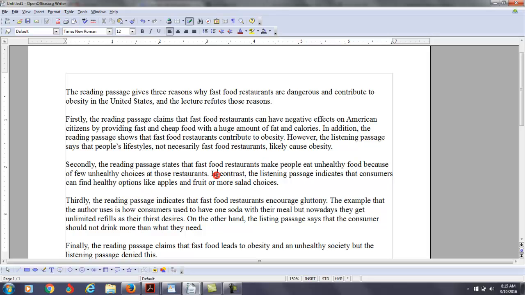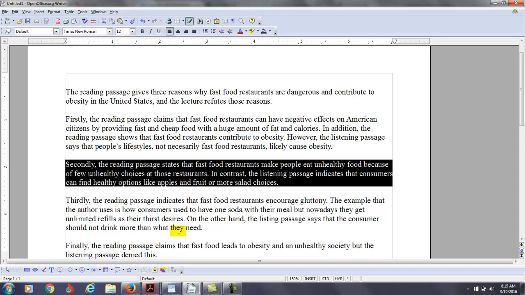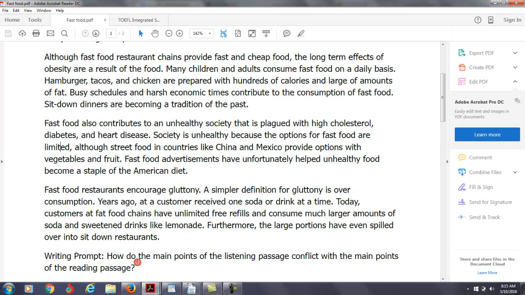You say, in contrast, the listening passage indicates that consumers can find healthy options like apples and fruit, or more salad choices. You need to develop this paragraph a little bit more. You see what I'm saying? So let's go back to the reading passage for a minute. You could probably say, although some countries like China and Mexico provide more healthy options, you might say that as you talk about the reading passage, right? So you didn't say that.